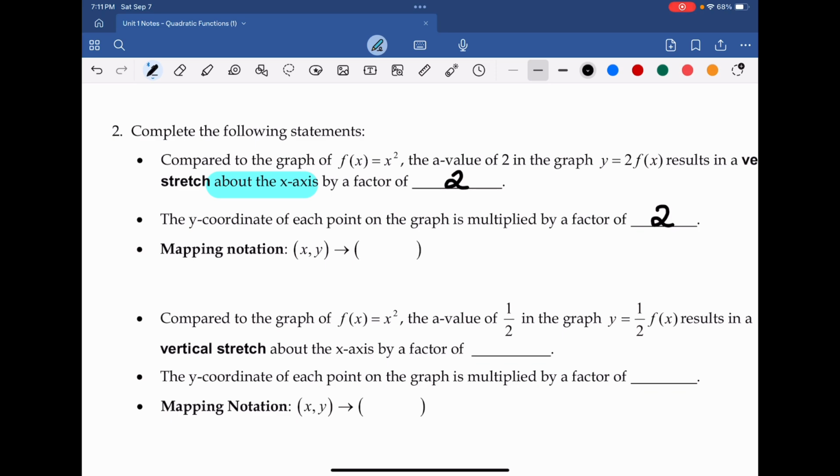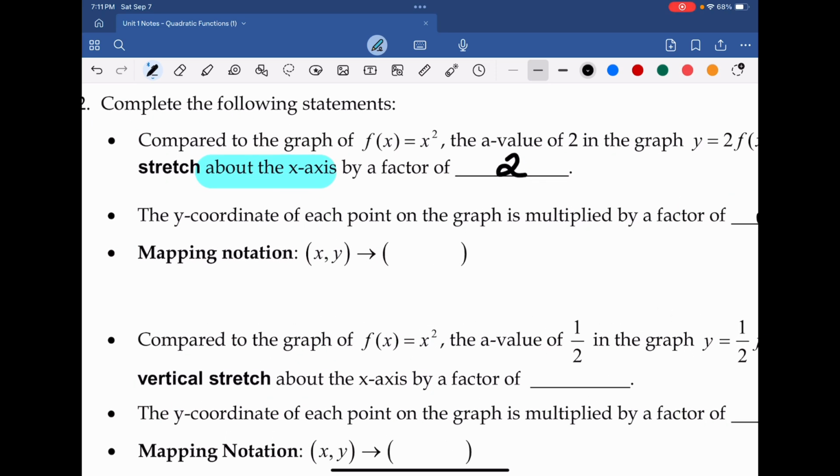The mapping notation, which is going to become very common as we move forward, especially in the 30 level, is: we kept our x values the same, but we multiplied each of the y values by 2. So the original points were x, y, and if you haven't seen this notation before, this is always our original point. This is always the new point. So we go from (x, y) to (x, 2y).